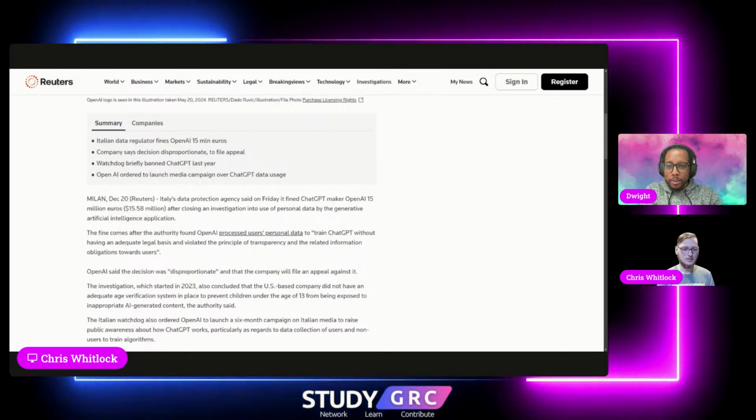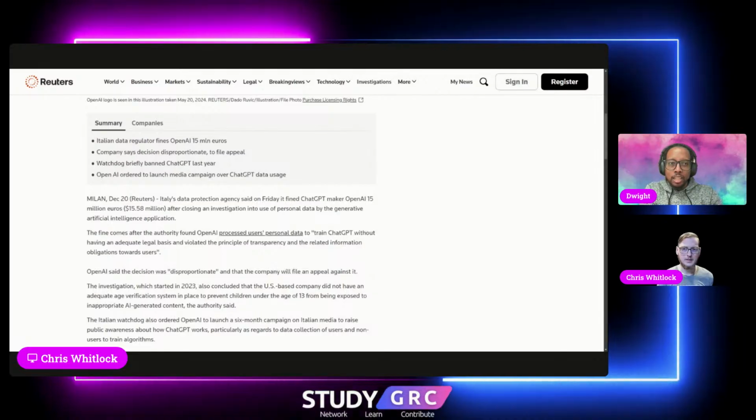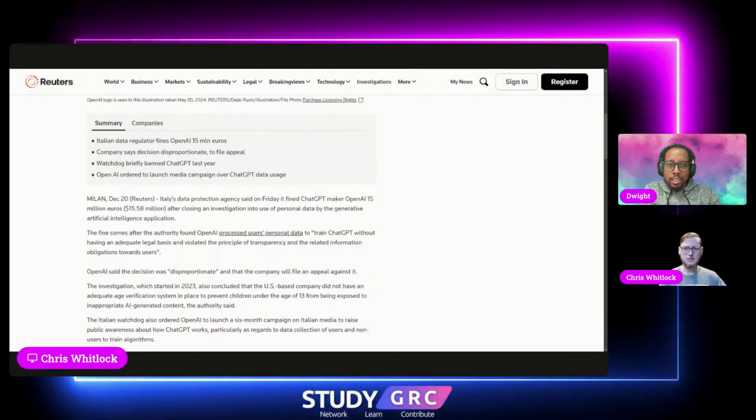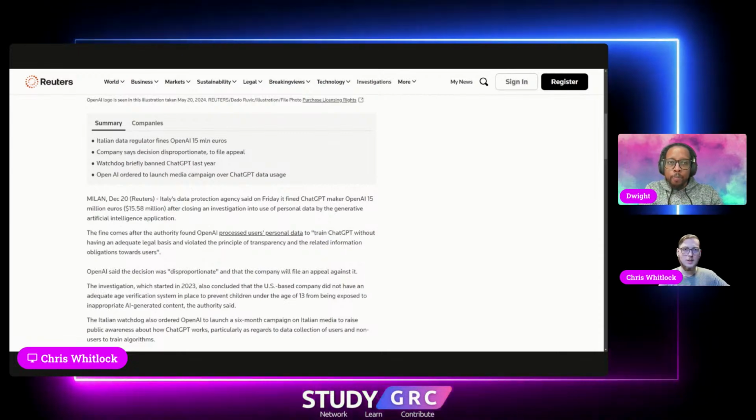Was it 20 million or 4%? I think that is the max. 4% of your revenue, global revenue, is the max GDPR fine. So it is significant. Oh yeah.